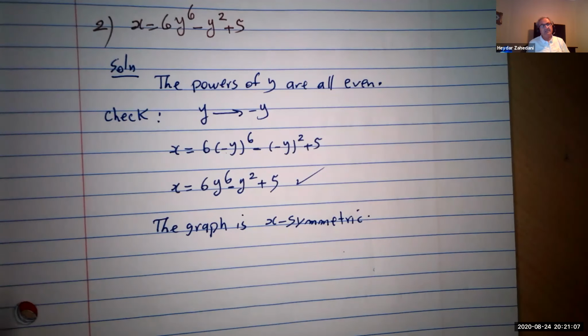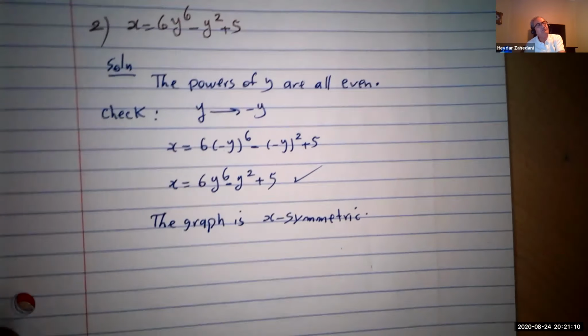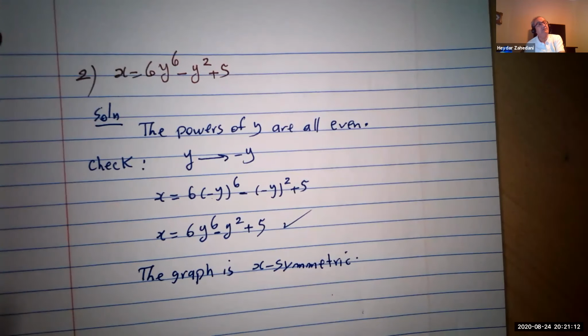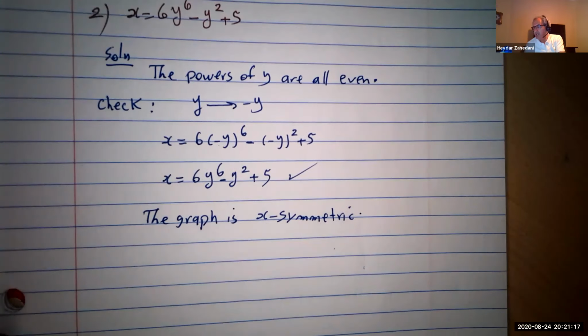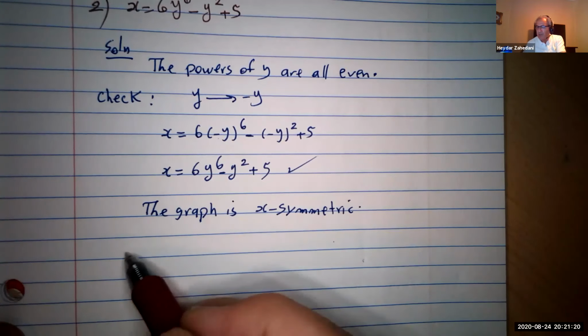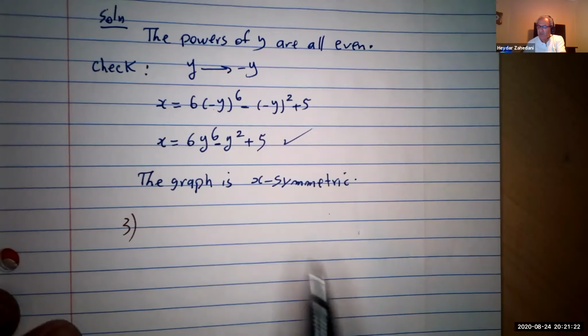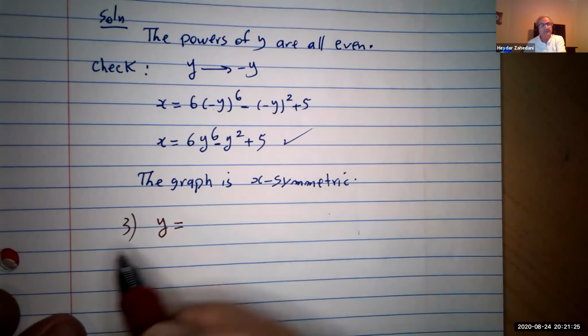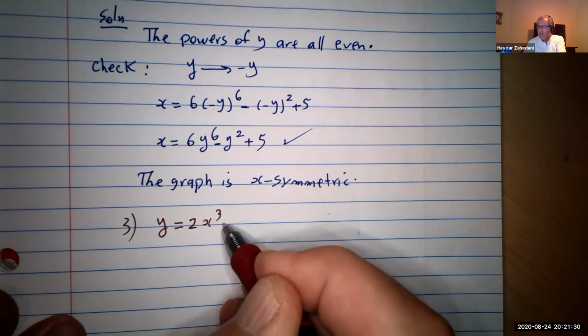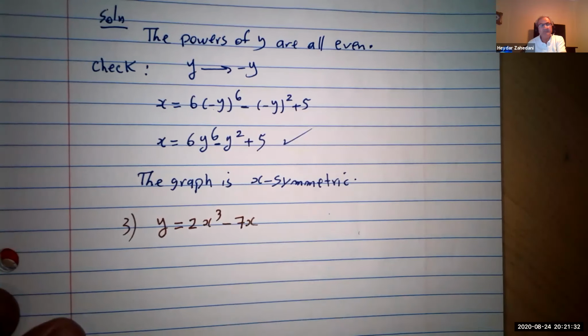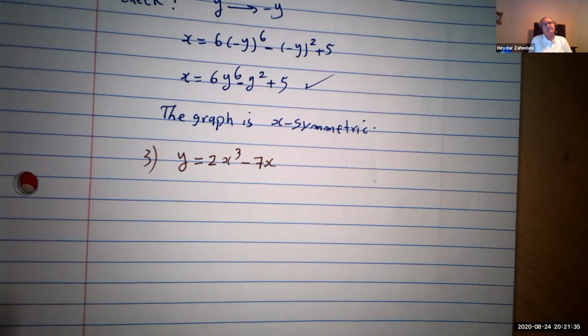So what's going to be the third case? The third case is if you don't have these nice even powers for all of them. You have a combination of these even powers, or you may not have it. Okay? So how about this one? y equal to 2x cubed minus 7x. Look at this one. You don't have all even powers for x or all even powers for y.